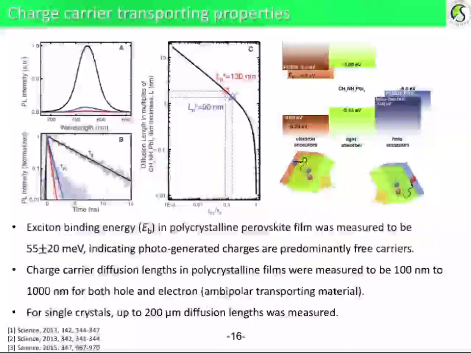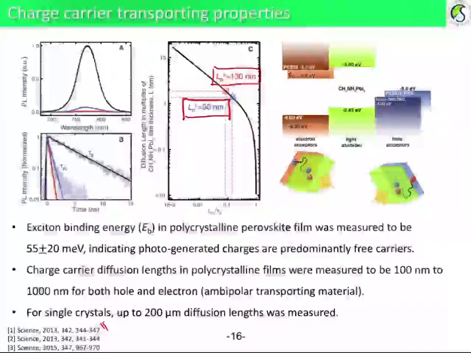So in 2013, there were several studies to investigate the charge transporting property of the perovskite itself. So they used photophysical measurements to characterize the charge transporting capability of the perovskite material. So they found that the electron and hole diffusion lengths can both be close to 100 nanometers.